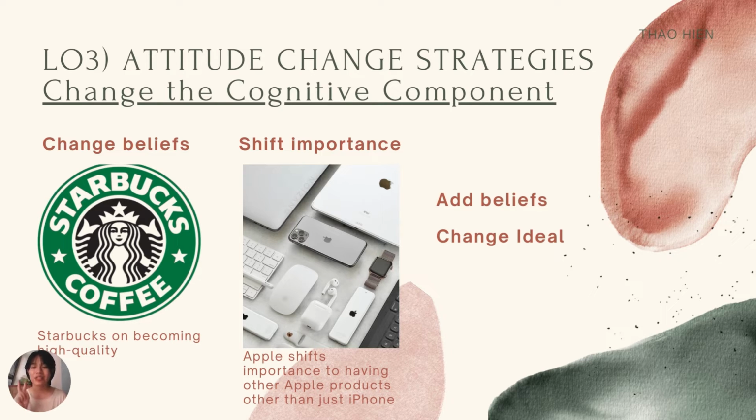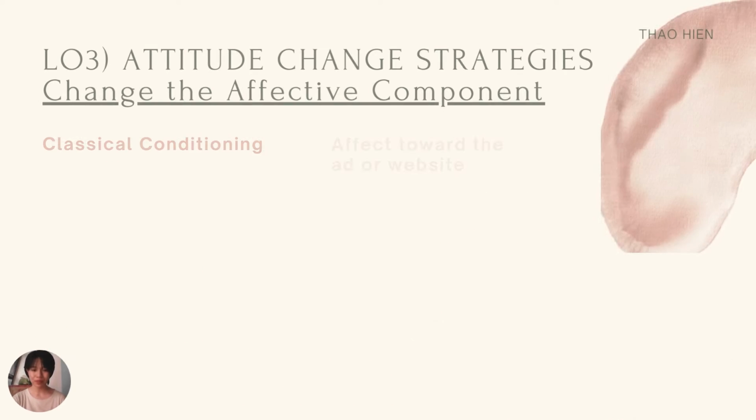Secondly, it is shifting importance. This is where marketers persuade consumers that the aspects that brands are strong in are important. Apple has applied this when promoting the purchase of other products, saying that they will synchronize and can enjoy better protection. And a third way is to add beliefs to the belief structure of consumers. And finally, to alter consumers' perception of an ideal product.